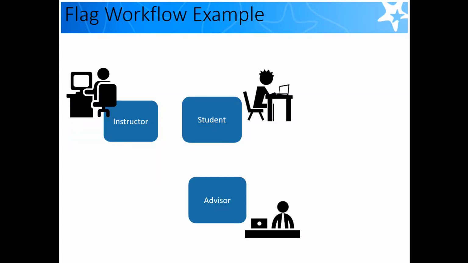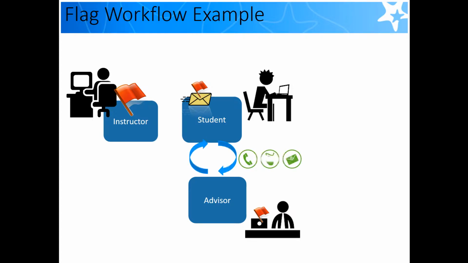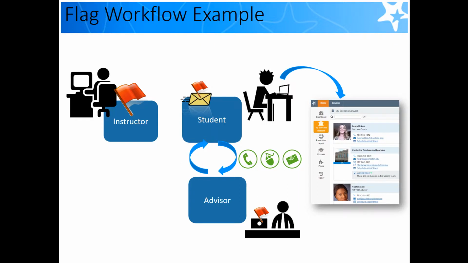Let's look at a flag workflow example. An instructor is concerned about a student's course attendance and raises a flag in VandalStar. Both the student and the student's advisor are notified of the flag. If the student does not take action to address the concern, the advisor reaches out to the student and notes the outreach in VandalStar. In this case, the outreach prompts the student to schedule an appointment with their advisor. At the conclusion of the appointment, the advisor clears the flag and enters close the loop comments that are sent back to the instructor, letting them know the concern has been resolved.